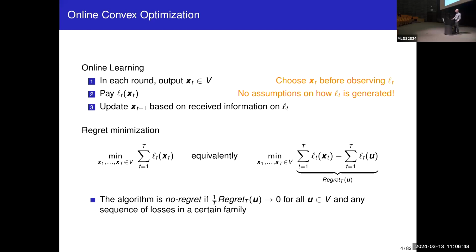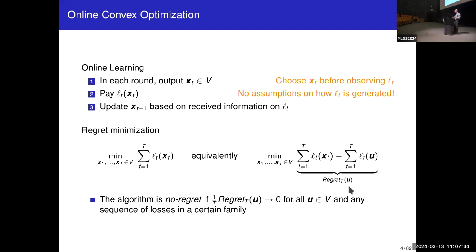So what is the aim of this game? We want to minimize the cumulative sum of the losses that you pay, and so you want to minimize over all the choices of all the vectors that you made throughout the rounds. However, I told you that the losses can be generated in an adversarial way. So this quantity can be as high as possible. And so it doesn't make any sense to say that I want this quantity to be small, but instead it makes more sense to say that I would like this quantity to be small compared to another term. And this other term is the cumulative loss of a fixed point u. And so we call this quantity, this difference, the regret after capital T iterations with respect to a competitor u.